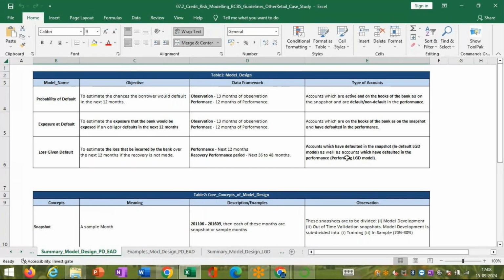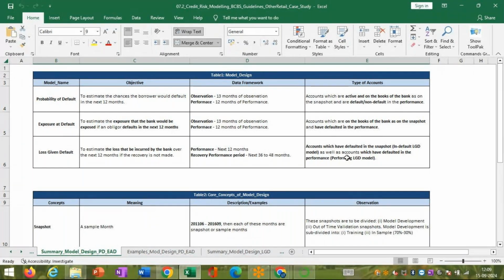The objective over here is to estimate the chances that the borrower would default in the next 12 months. The observation period was 13 months of observation and 12 months of performance. We have discussed what the observation period is, what exactly the 12 months performance is, and we have spoken about accounts which are active and on the books of the bank as on the snapshot, and are default or non-default in the performance. So we have discussed broadly the objectives, the data framework, and the type of accounts required for the model design of a probability of default model.